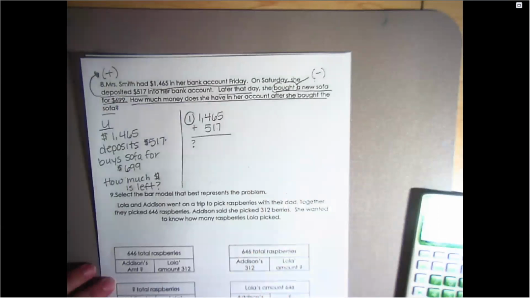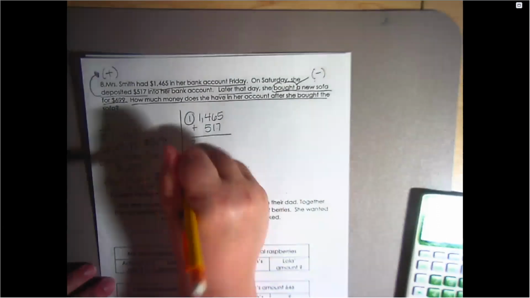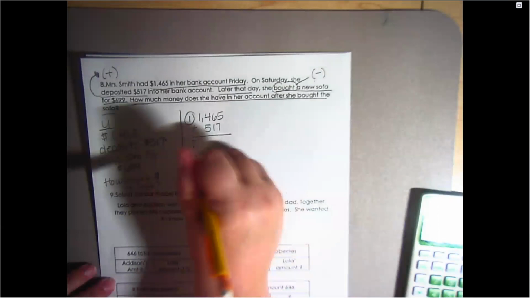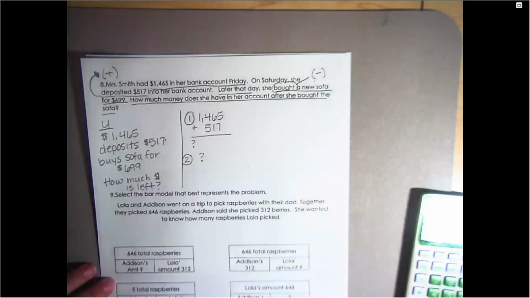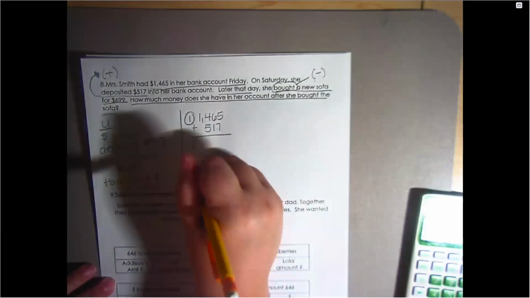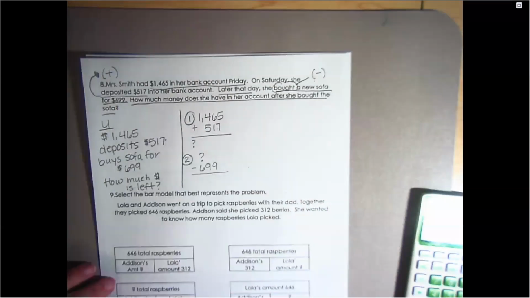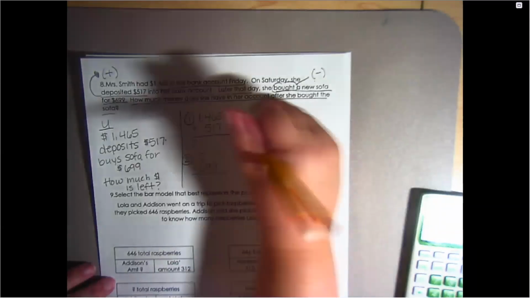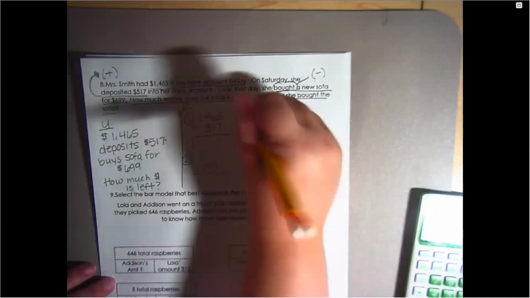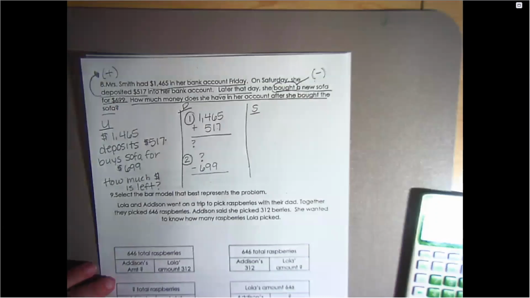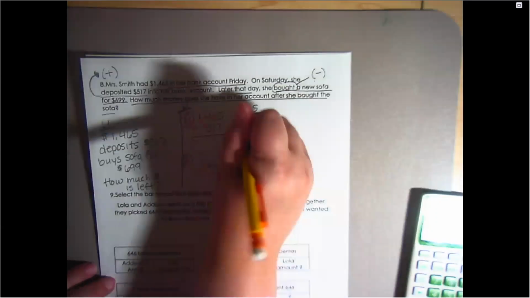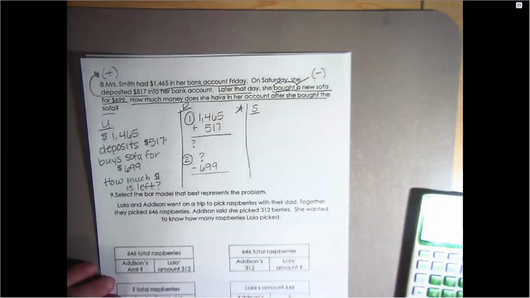The second step is I'm going to take that total, that question mark, and I'm going to subtract $699 because I bought a sofa. And then that should give me my answer. So this is my understanding, this is my plan, and now I'm going to solve. Again, I'm going to use my calculator because, boys and girls, this is the part that they want to know you know how to do.